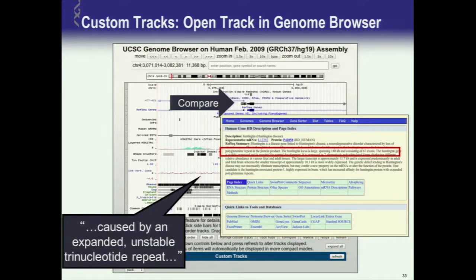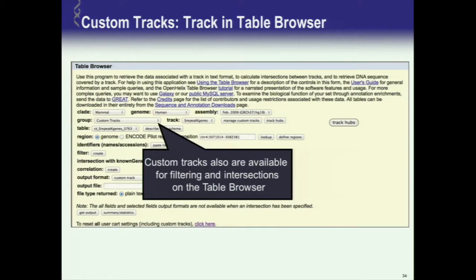That's just showing, yes, we've found Huntington's. And I say, once those custom tracks are there, they're also fully available for all these filterings and intersections. So your own data you can upload.